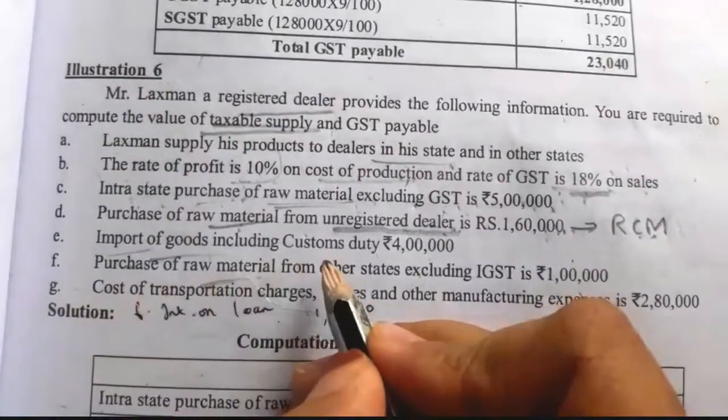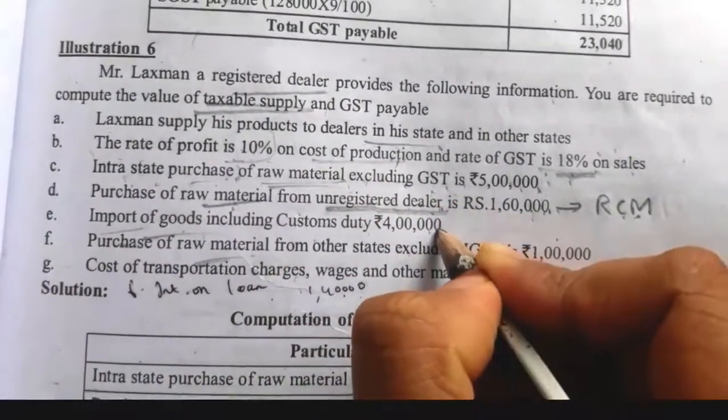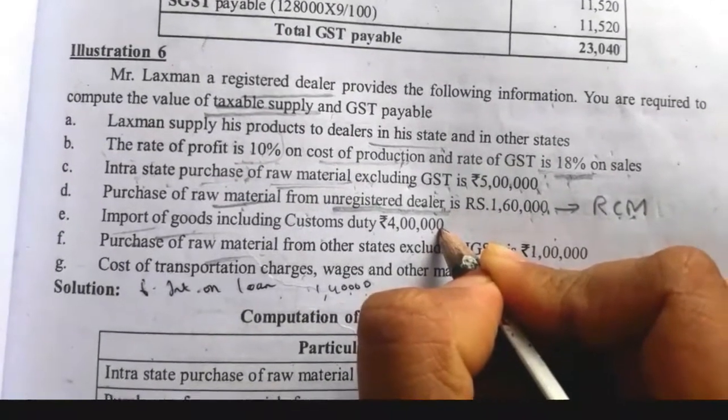Then import of goods. He has imported some goods, and that value is 4 lakh. So this import also we have to add.